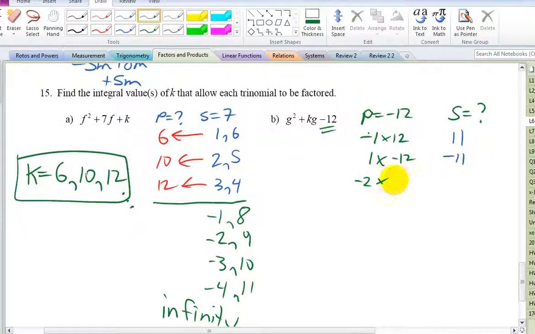Do it again. Negative 2 times what? 6. What does it add to? Negative 4. Positive 4. Okay. Then we go 2 times negative 6. What does that add to? Negative 4. Keep going, as many as you can do. Negative 3 times 4. Oh, hold your horses. Bring out the long way. Learn something.